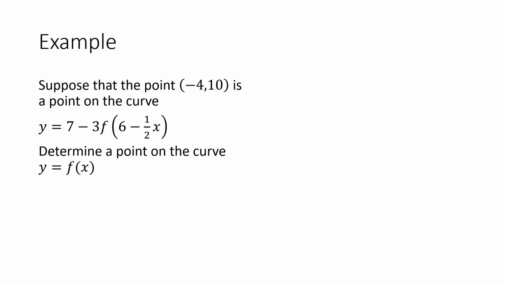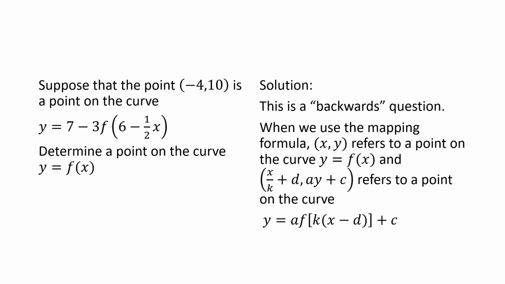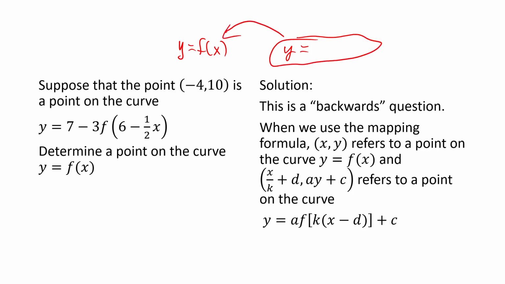Now let's suppose that the point (-4, 10) is a point on the curve y equals 7 minus 3f of 6 minus 1/2 x. We want to determine a point on the curve y equals f of x. Well, this is a reverse of the first question. It's a backwards question. Because in the last question, we were given a point on y equals f of x, and we were asked for a point on the transformed curve. Well, in this question, we're given a point on the transformed curve, and we're asked to go backwards and determine a point on the curve y equals f of x.